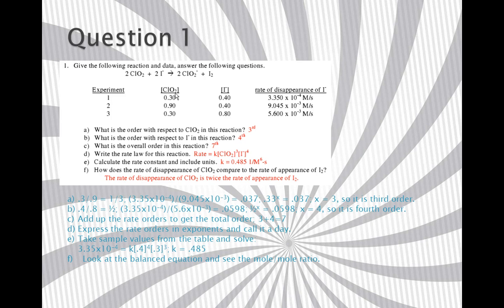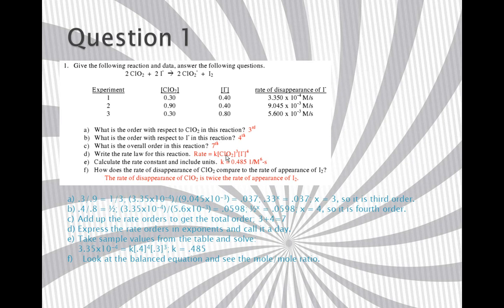Same thing with B. You look at experiment 1 and 3, since ClO2 is the same in both, you just do it. For part C, you add up the rate orders to get the total order, which is 7. 3 plus 4, obvious. For D, express the rate order and exponents, call it a day. I mean, it's pretty simple.